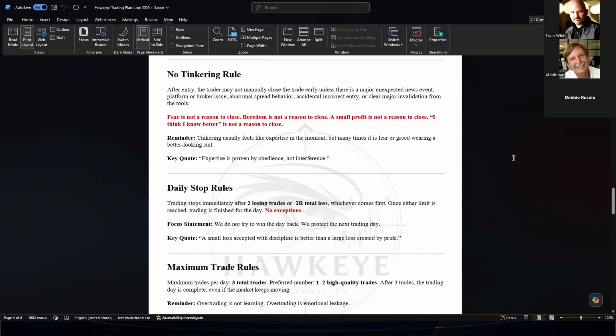This is my OWL rule. And anybody who knows Al knows he is a former pilot, and I think he's a mechanical person, so he likes to tinker with things. So I call this the no tinkering rule. And so after an entry, a trader may not manually close the trade early unless there is a major unexpected news event. Now, in our session, you're not going to have any unexpected news events pop up. All news events are going to be covered at the very, very beginning. Now, if you have a rule that 15 minutes before a major news event, you want to close it out, that's what we're talking about here. But you're going to know about them.